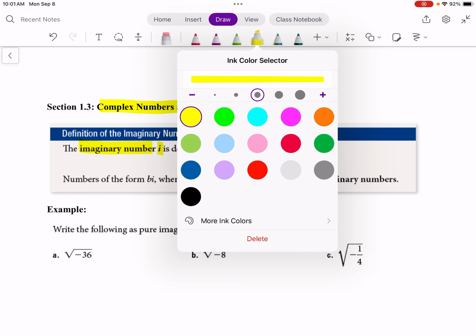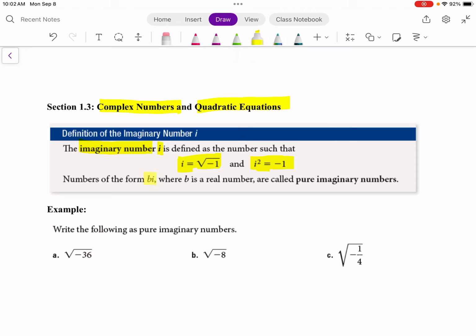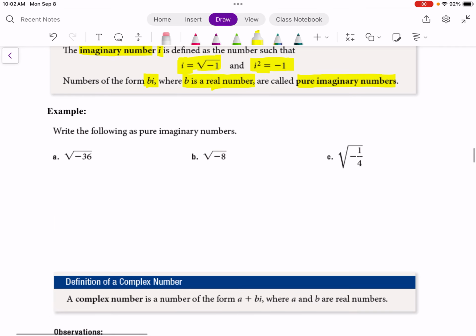Now if we have a number of this form, b times i, b is any real number, then we call it a pure imaginary number, like 2i. 2i is a pure imaginary number. Square root of 3 times i, that is also a pure imaginary number. Our i is an imaginary number, and if you have a real number in front of i, then that is a pure imaginary number.